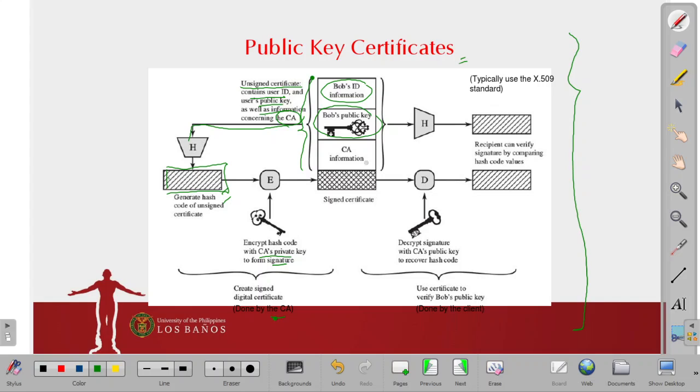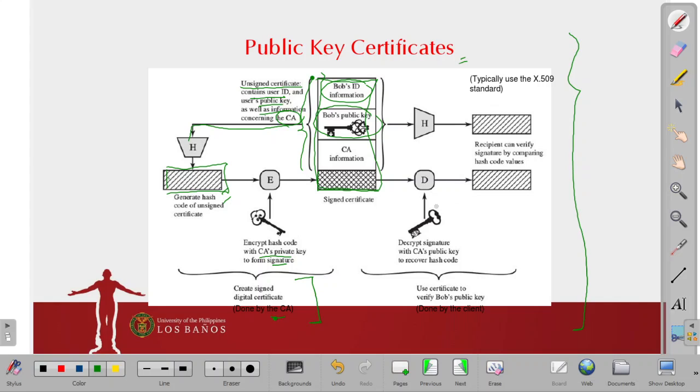Okay, and that encrypted hash code will be added as part of the certificate. So this is the full certificate. So if anyone would like to verify that indeed you are the owner of the key, then it can easily be verified. So this is done by the certificate authority.